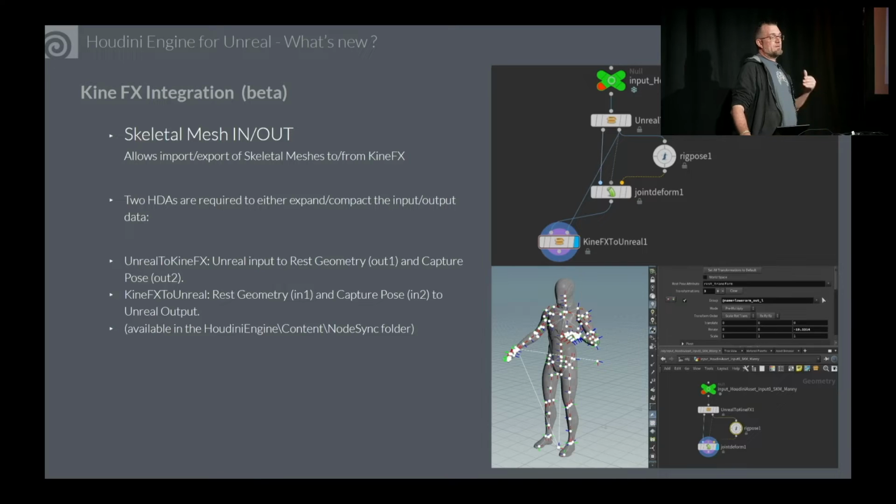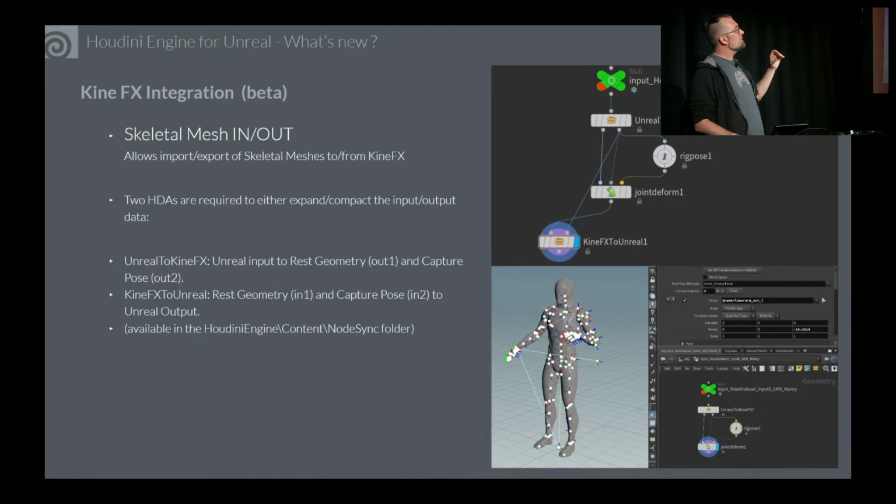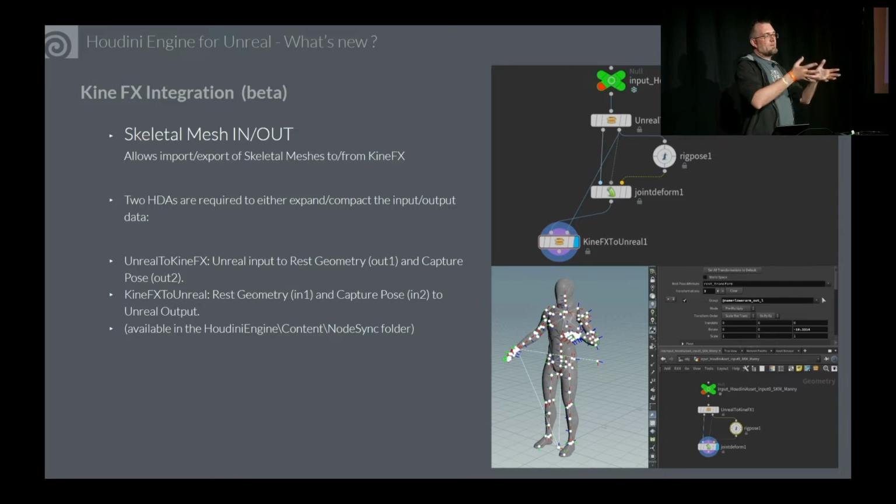Basically, the way it works is that we simply have the ability to now import and export those. One thing that's important, though, is the way the data is set up in KineFX. This requires you to use two HDAs that we provide. So we have the Unreal to KineFX HDA. Basically, the Unreal plugin creates the data in a given way, and then that HDA, the Unreal to KineFX, is just expanding it to the two outputs: the rest geometry for the first output and the capture pose that you can then use freely with KineFX.